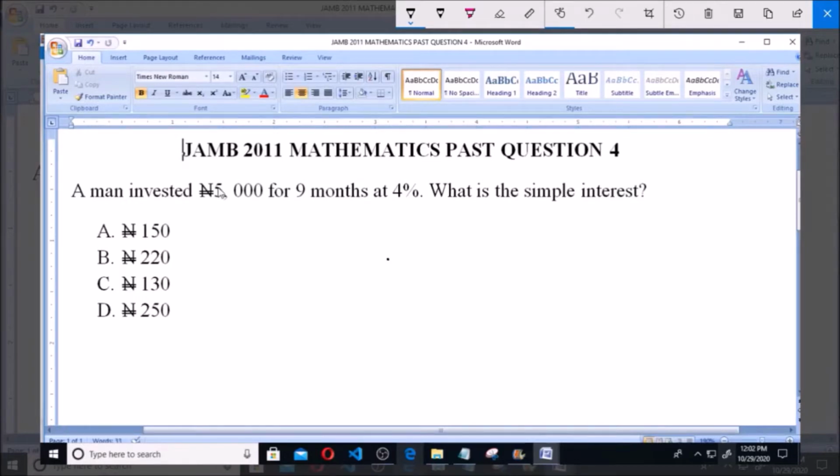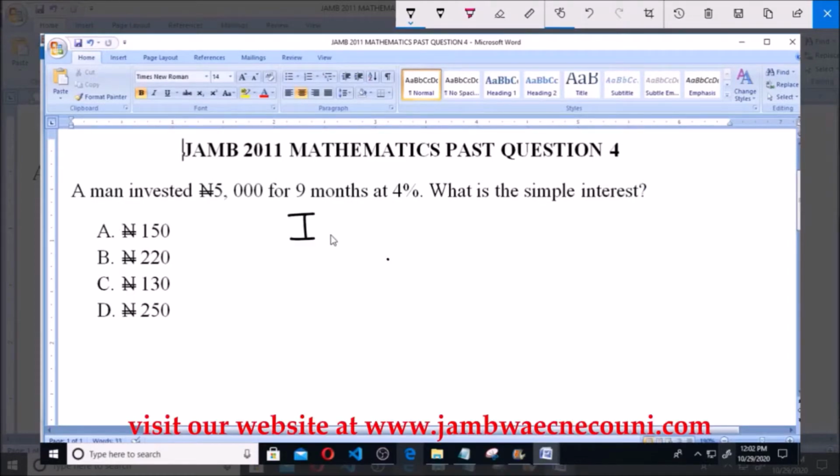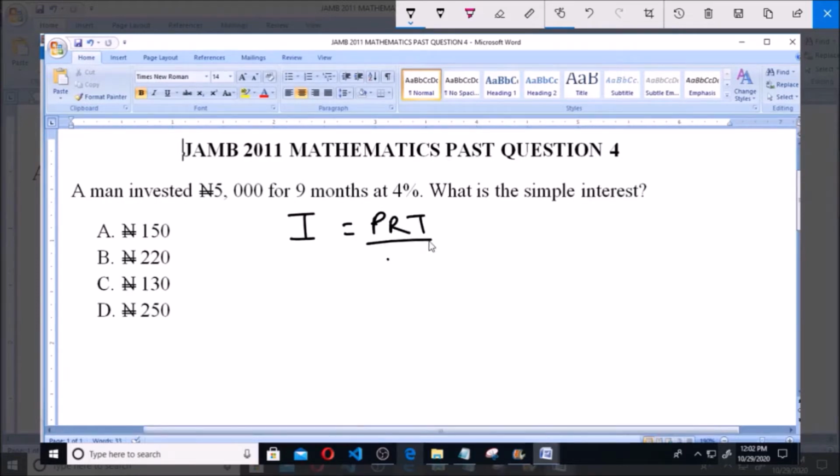Now the question says a man invested 5,000 for 9 months. Now we know that simple interest I is equal to principal multiplied by the rate multiplied by time, all over 100. We are asked to find the simple interest, and we are given that the principal amount is equal to 5,000 naira. Now the rate is equal to 4%.